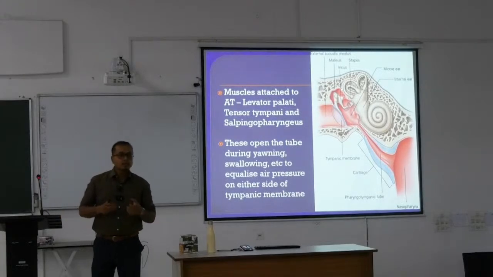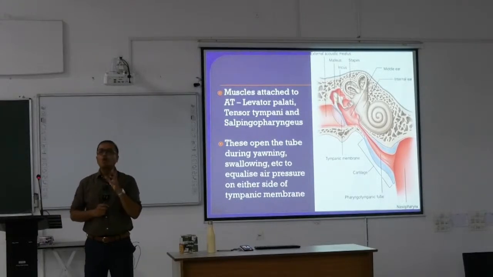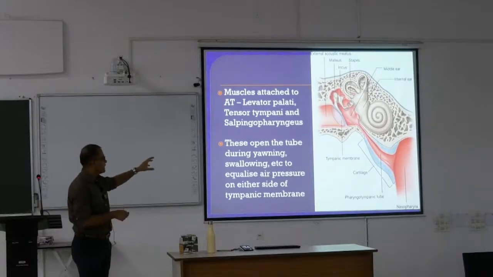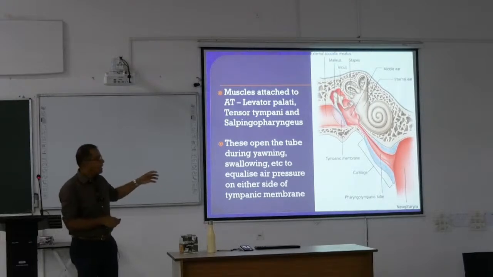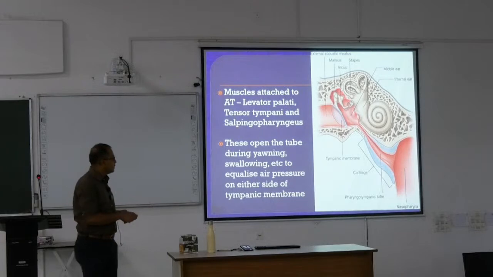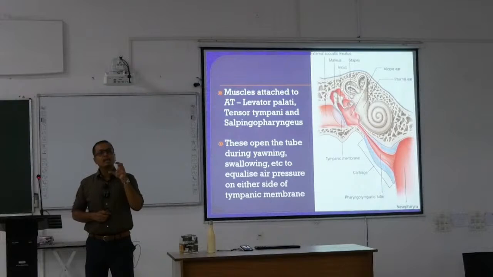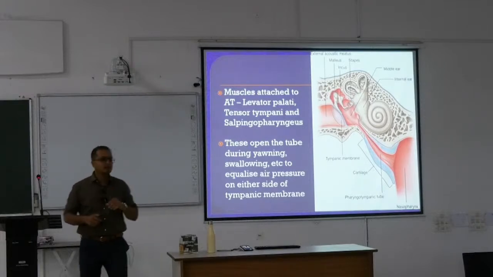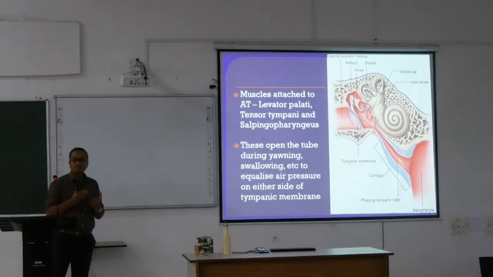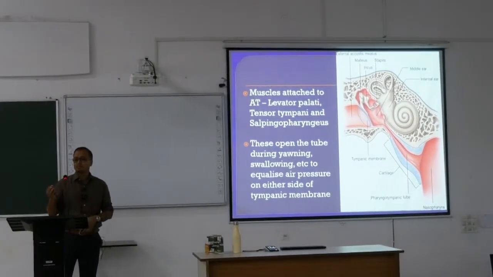There is a mechanism which keeps this tube open. The patency of the tube is important, because if this tube is blocked, the air present inside the tympanic cavity will be absorbed, and negative pressure will be created inside. We do not want that, so we want to keep the Eustachian tube patent. What keeps it patent? There are anatomical things: bone and cartilage are non-collapsible structures, and they keep it patent.